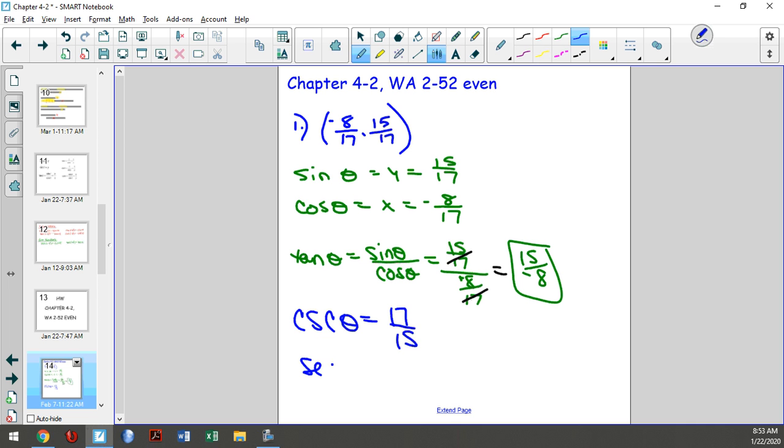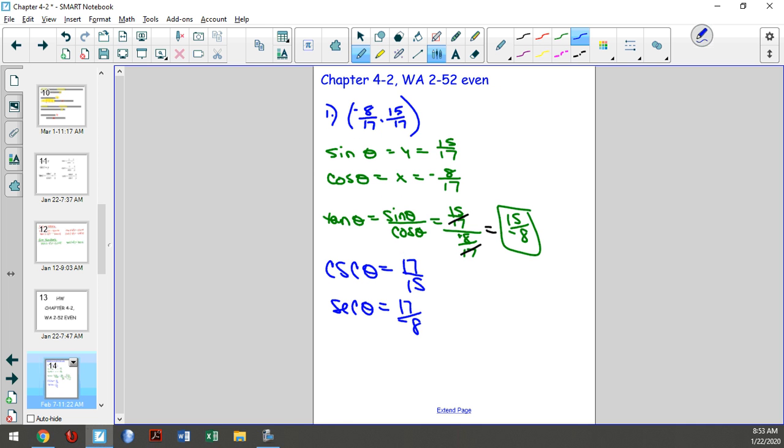Then that leaves the secant to be the reciprocal of cosine. What is the reciprocal of cosine? What numerical number? 17/8. And then what is the reciprocal of tangent, which is cotangent? What is that going to be? -8/15. Done. I found all 6 trig functions.